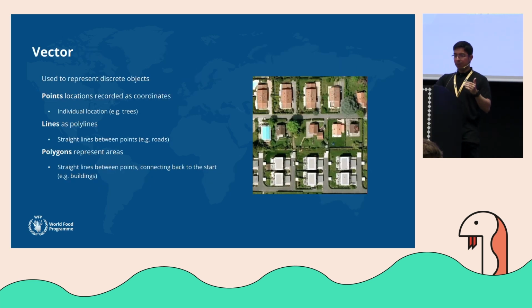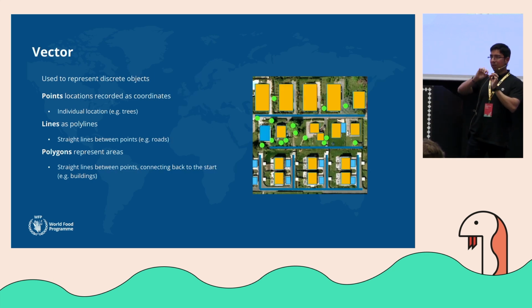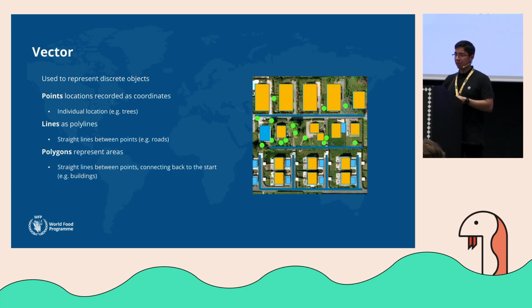Vector data is used to represent discrete objects. We have points, which are locations recorded as coordinates, with a latitude and a longitude, and those are individual locations. You can draw the points and display them on a map. Lines are a sequence of points: you draw one point, another point, connect them, and create a line. And finally, you have polygons. Polygons are considered closed line strings, where the first coordinate value is the same as the last coordinate value.